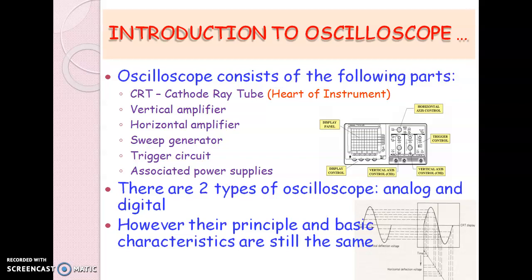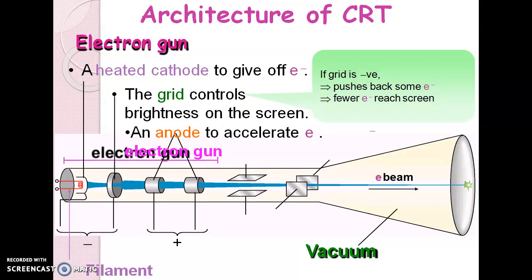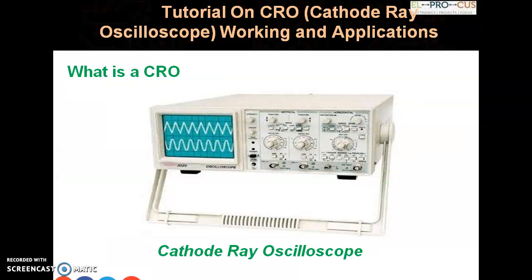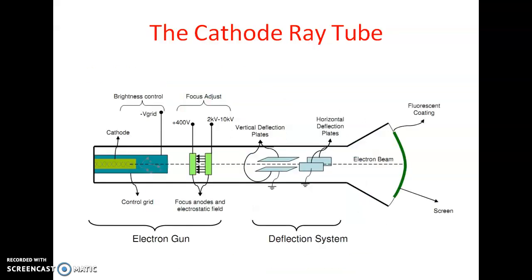CRT, vertical amplifier, horizontal amplifier, sweep generator, trigger circuit, associated power supplies. And these are the diagrams of analog oscilloscope and digital oscilloscope. Here we are using an electron gun, and the grid controls brightness on the screen and energy to accelerate. What is a CRO? This is the block diagram of CRO.